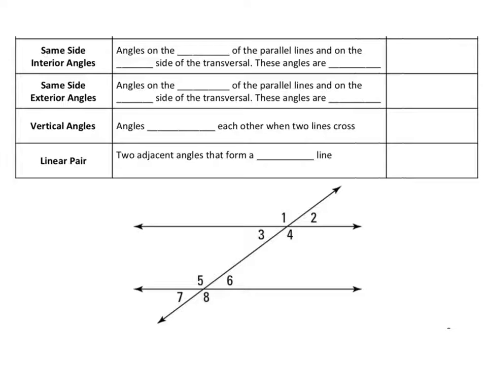The last 4 types of angle relationships that are formed when a transversal cuts through a set of parallel lines include same side interior angles, same side exterior angles, vertical angles, which we've already talked about, and the idea of a linear pair, which we've touched on a little bit. So let's go ahead and take a look first at our same side interior angles. These are the angles that are on the inside of the parallel lines, and they have to be on the same side of the transversal.